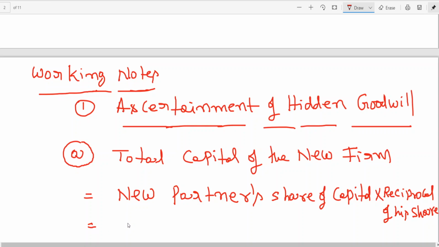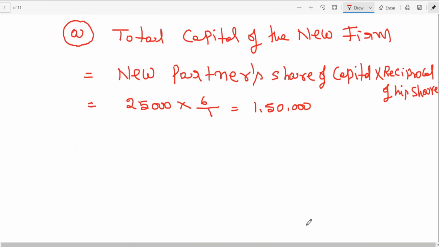We have seen the new partner is bringing 25,000. What is his share? 1 by 6. If you reverse it, 6 by 1. So that is coming to 1,50,000. That means for 1 by 6 it is 25,000. The total capital is 1,50,000, and 1,50,000 into 1 by 6 is 25,000.